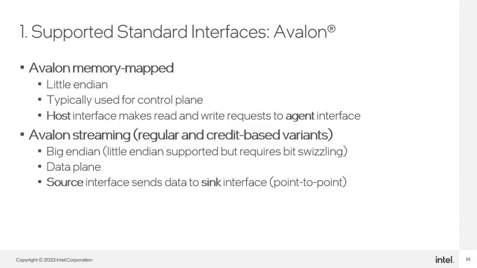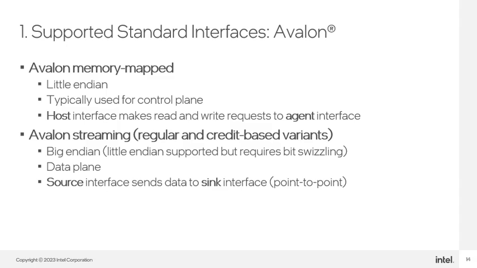Starting with Avalon, the Avalon memory-mapped standard interface is an easy-to-use little-endian interface primarily used for control plane applications. With this interface, data transfers occur when host interfaces initiate read and write requests to the system, and Avalon agent interfaces respond to those requests.